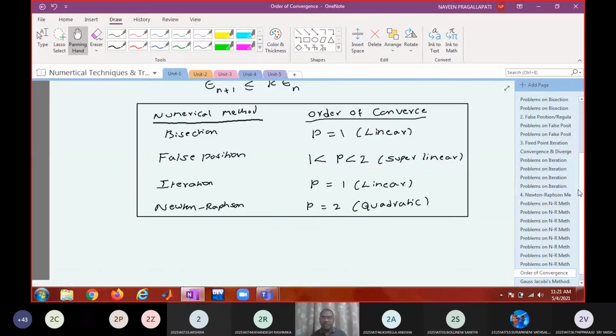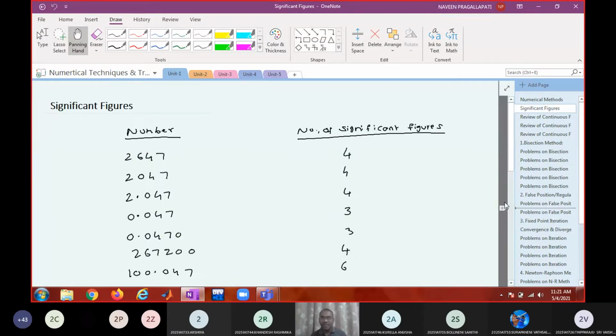So the next concept is about significant figures. I think I should have talked about this at the start of the class on the topic of numerical methods. I think you must have done all these things in your intermediate chemistry or physics. You know about significant figures. So I wrote a few examples and the corresponding numbers.